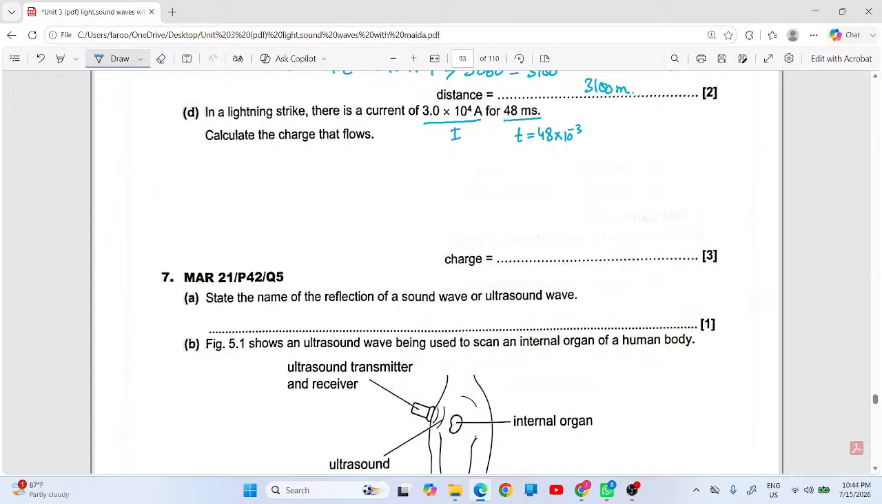ये Abdullah आपको बताएगा कि Q, I, करंट का formula क्या होता है. Q is equal to IT. Good. I equals Q over T. Charge, so we need charge. So I is the current multiplied by 10 to the power 4, and 48 × 10⁻³. मतलब जी सर, मैं calculate करूँ.